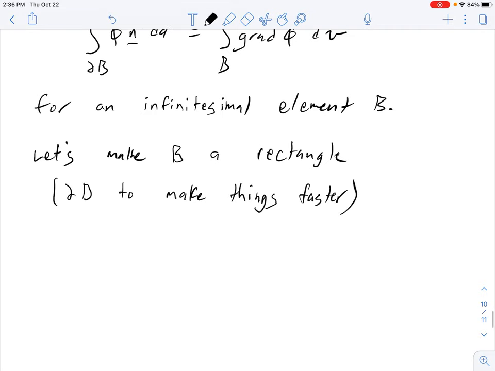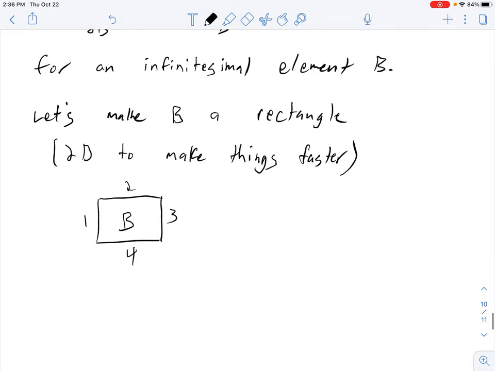Alright, so we'll draw our B. Then we'll number its faces 1, 2, 3, 4. And it has width delta X and height delta Y. So here we're saying that it's all aligned with the coordinate axes.